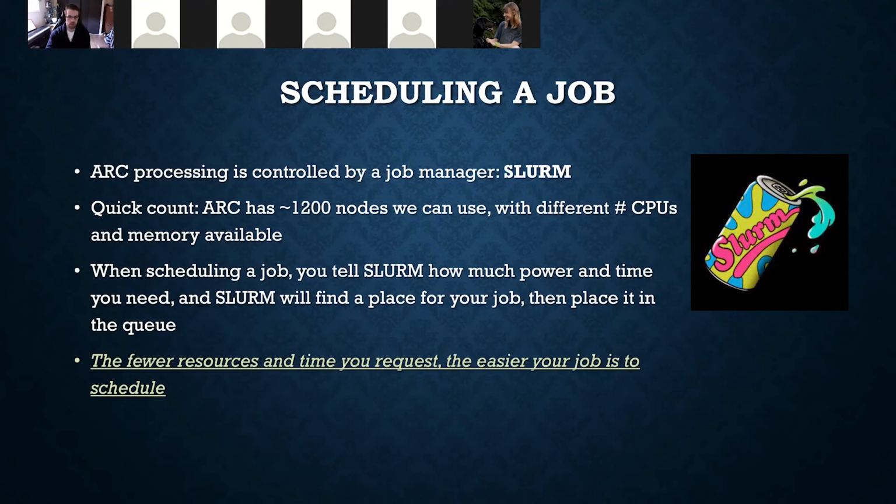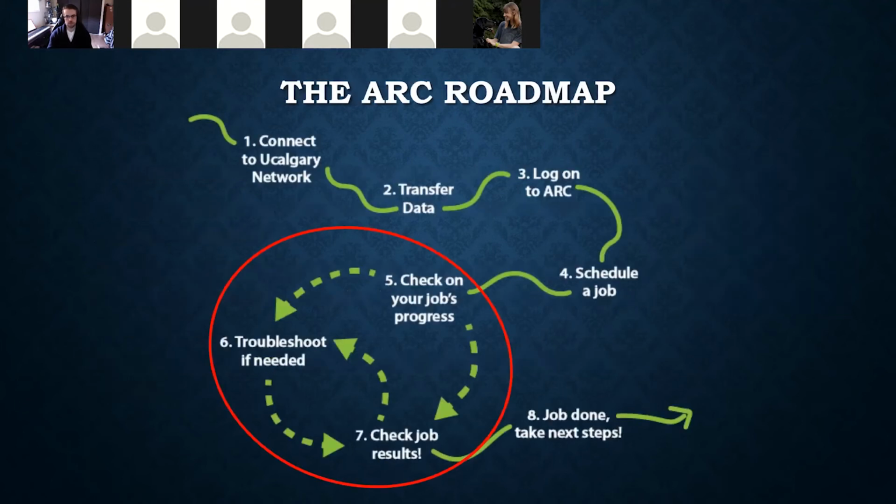There's a process for you to get familiar with there. But rule of thumb, request less so that your jobs happen more quickly. Okay, and with that, your job is scheduled. And now we're in the loop of checking: did things work? If they worked, great, then you can move on with your life. If they didn't work, what's the error? How do I fix that? And then submit a new job.